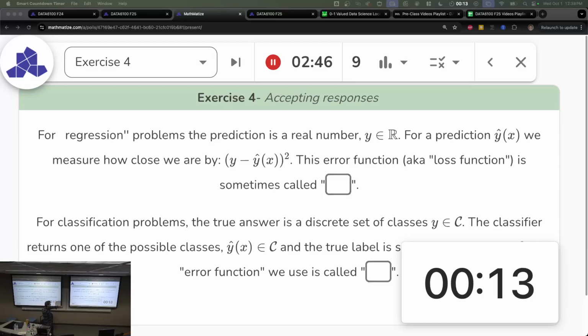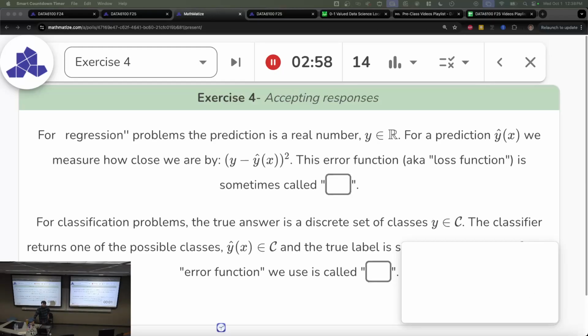All right, 10 seconds left. Put in your guesses for these two blanks, these two words that describe how we measure how well we're doing in different things. Okay, I've got to find the mouse.